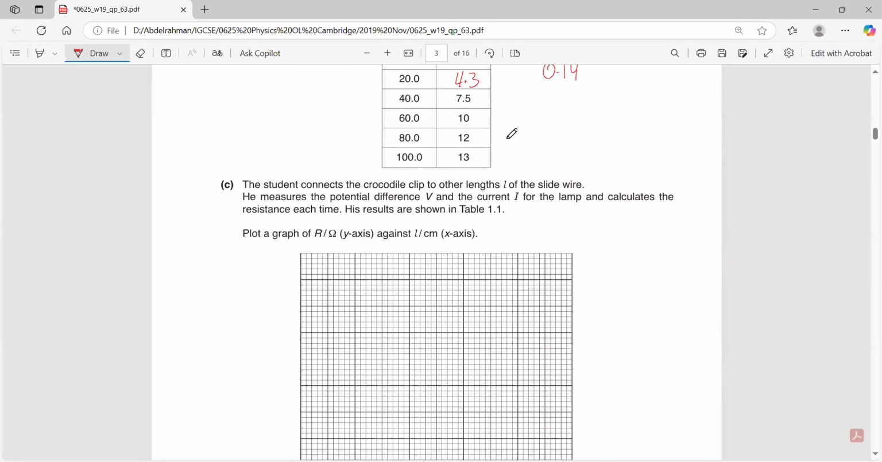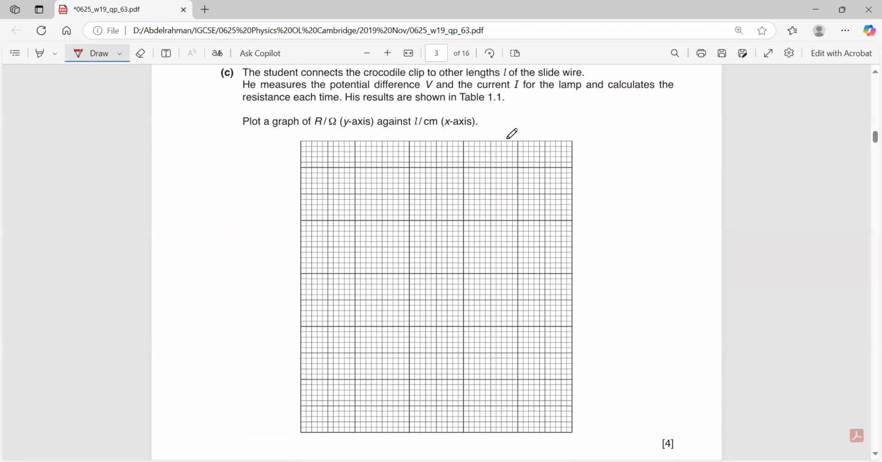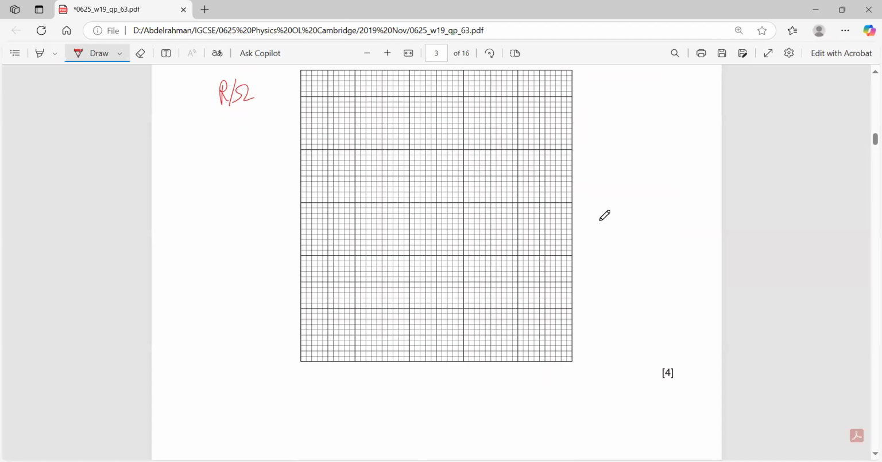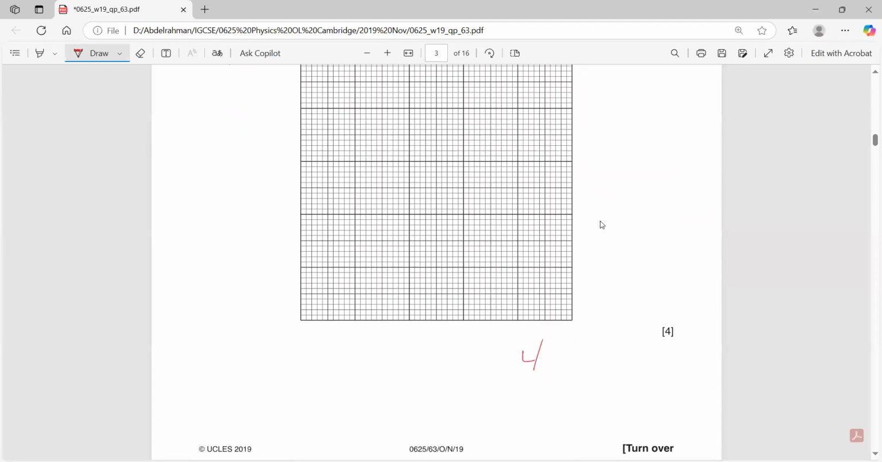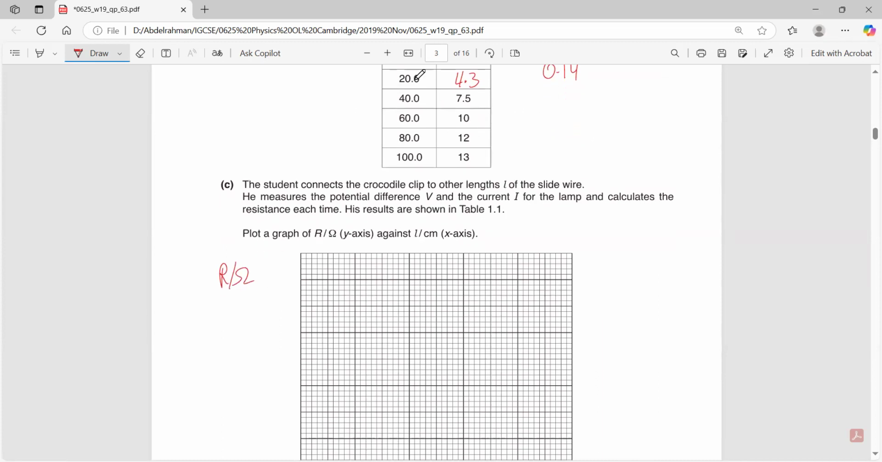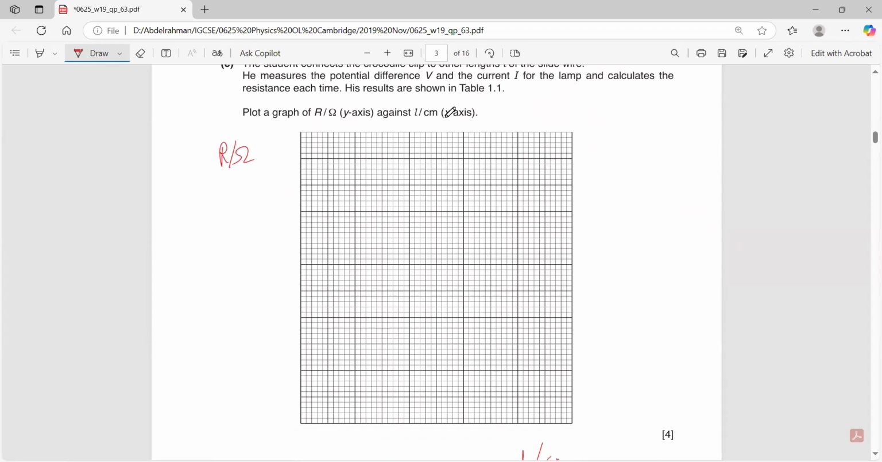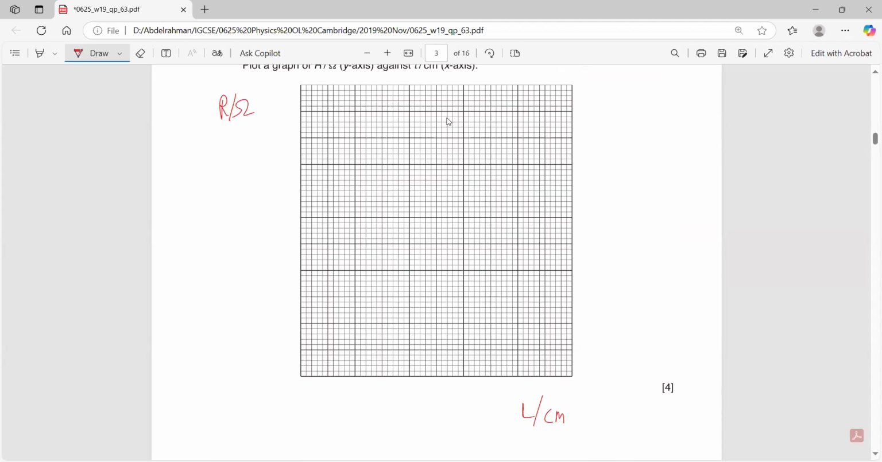Now, we need to plot the graph of R on the y-axis and L on the x-axis. The L is quite easy: 20, 40, 60, 80, 100. Can I start at 0? Yes, I can start at 0. If you want to start with 20, it's okay.